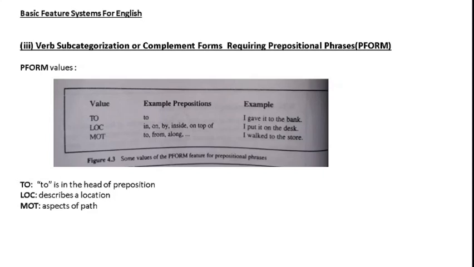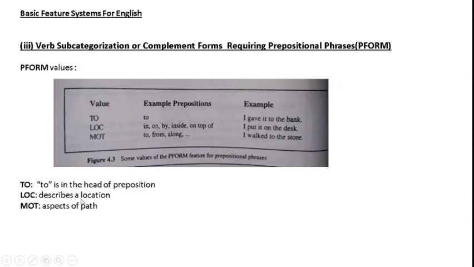For that also some feature values are available, and that feature is known as P form, or the preposition form. What values can it take? These are the values TO, LOC, and MOD. TO, in capital letters, means that the head of the preposition should be the word to. P form value LOC means that the prepositional phrase describes a location. And P form value MOD means that it talks about some path.